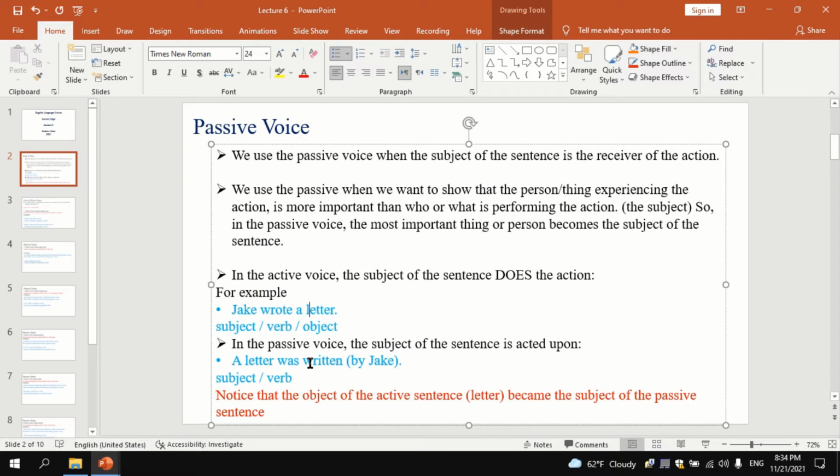As an example, Jake wrote a letter. A letter is an object of this active voice sentence. In the passive voice sentence, the object will be the subject of the passive voice sentence. And the subject will be the object of the passive voice sentence.